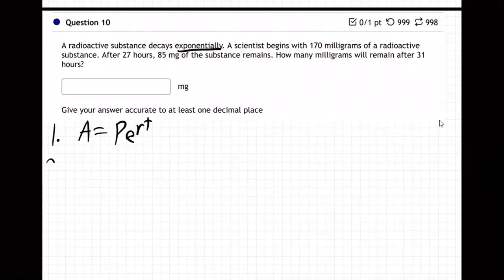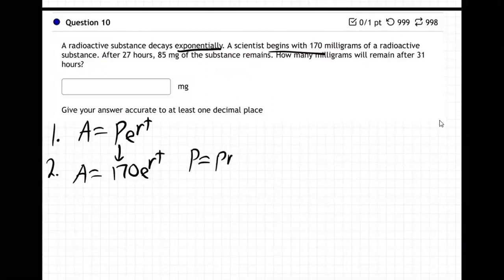So step 2, plug in. It begins with 170. So that's the P. You good so far? P is like the principal in money, the starting amount. So for money, it's the principal. For a chemistry problem, it's the starting amount.